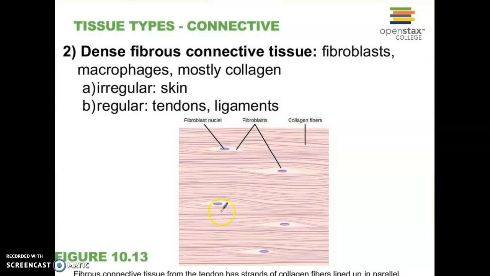Dense fibrous connective tissue. We find them in things like fibroblasts, macrophages. They're mostly collagen.